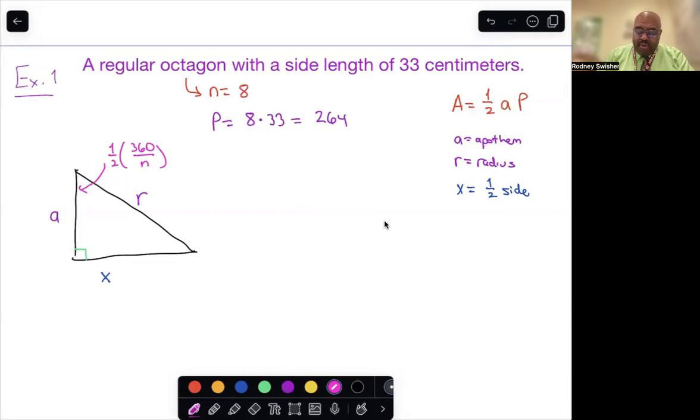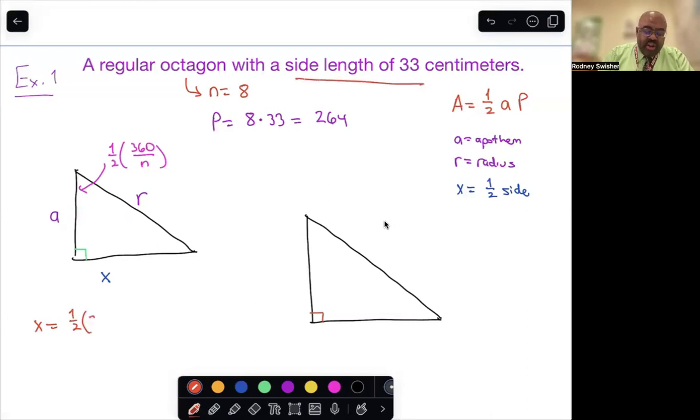We already have the perimeter, and we also know that the number of sides is 8. So now I'm going to draw another right triangle for this problem. The X is going to represent half of a side length. So I'm going to write X equals half of 33, because each side is 33. Half of 33 is going to equal 16.5. Therefore, I can put 16.5 down here for this side.